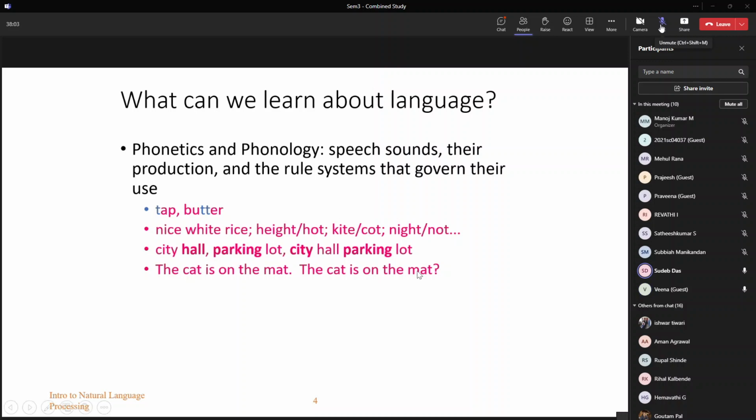Suppose in one particular sentence, which word is getting the priority? That way, you are trying to tell phonology, right? Now, suppose "city hall, comma, parking lot." In this sentence, if I wanted to know which one is given priority, highlighted, that is what you are calling phonology. What is that phonology in this case?